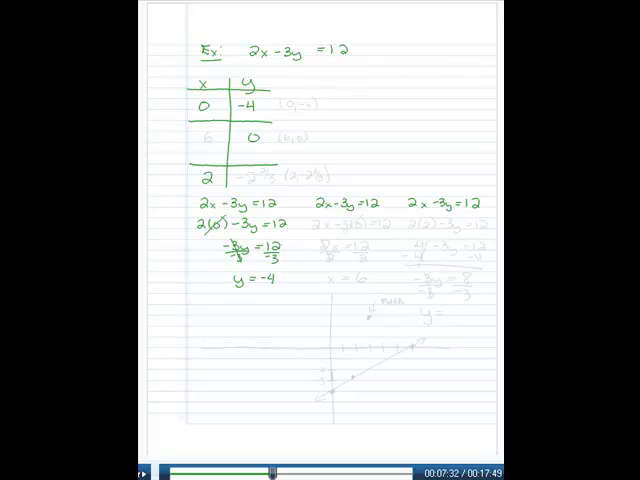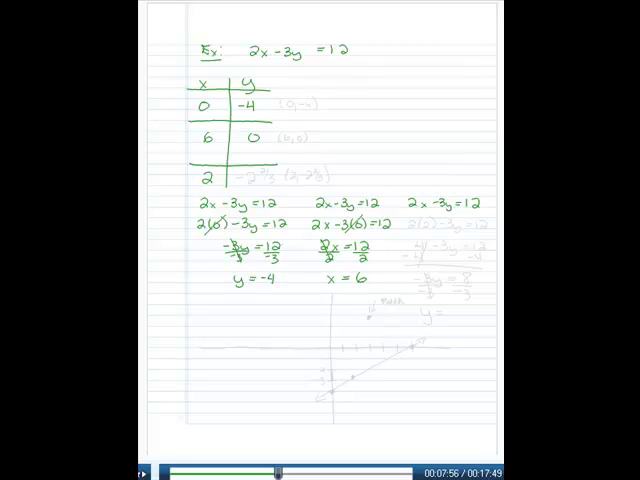Now for the second one, I have y is 0. So this time I'm going to leave x alone and I'm going to plug in y is 0. Again, anything times 0 is 0. So I get 2x equals 12. And to get x by itself, you have to divide by 2. So x equals 6. So here where y is 0, x is 6.